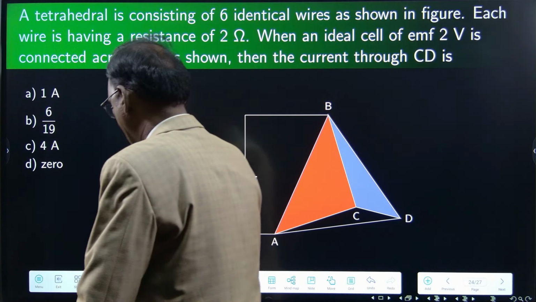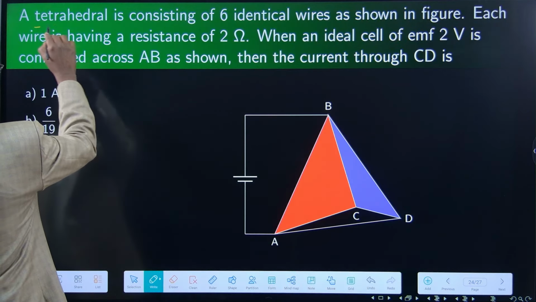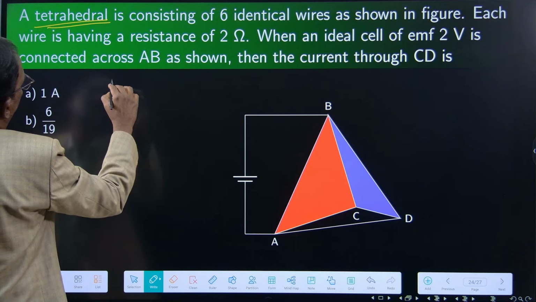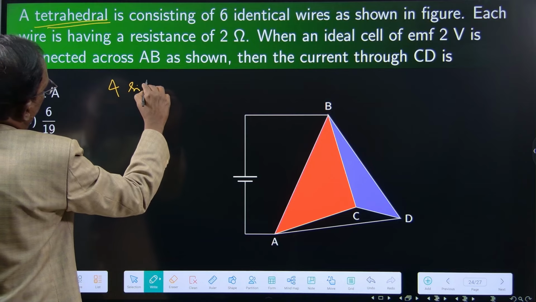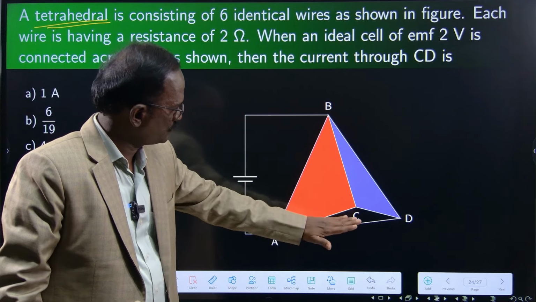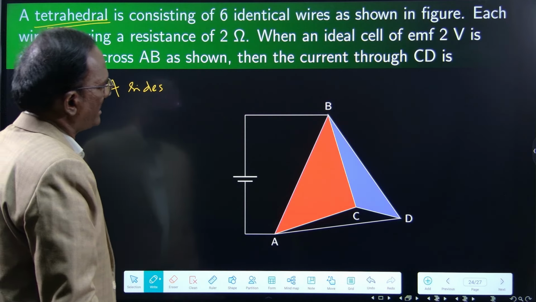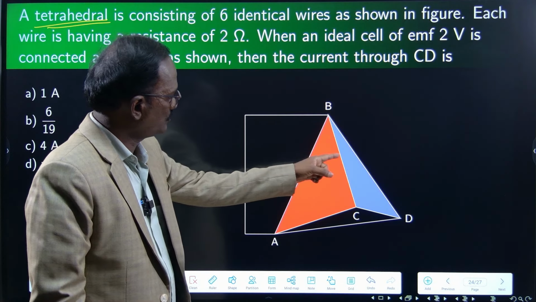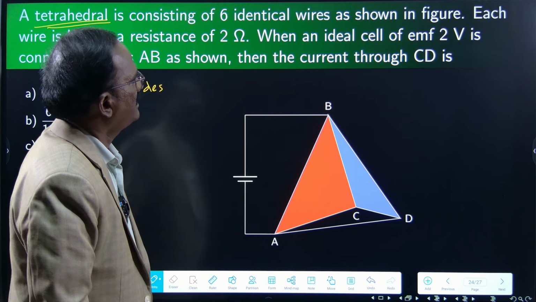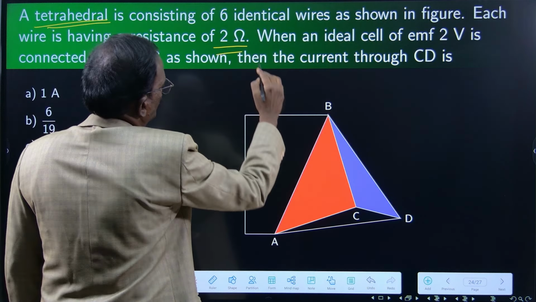Next question. A tetrahedral means it is having 4 sides. Side 1, side 2, side 3 and the rear side, 4 sides of 6 identical wires, 1, 2, 3, 4, 5, 6 as shown in the figure.